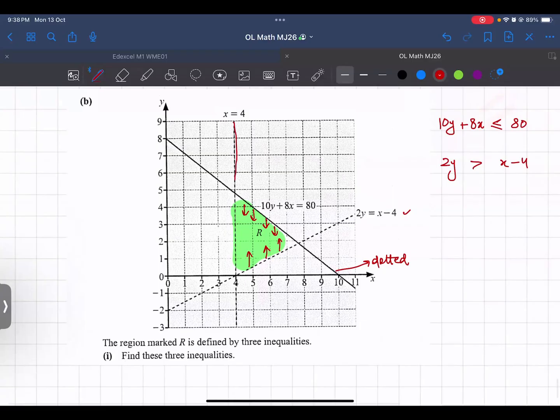In the question, you have to give the inequalities. And for x, you can see the region is to the right side. Whenever it is on the right side, then again greater than, only greater than 4. This is the final answer. When it is on the right side, it will be greater than, and when it is on the left side, it will be less than.